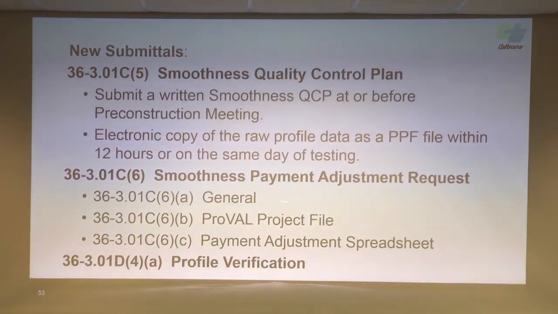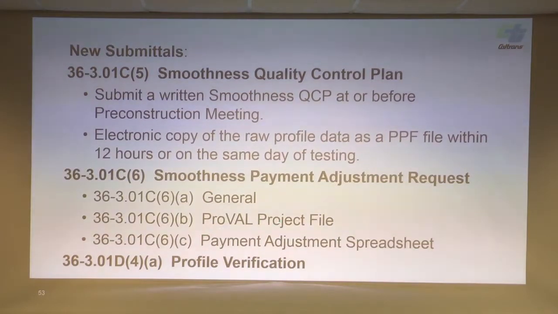Okay, and then the smoothness payment adjustment request. This is new. This is where the contractor's got to do a lot of things to get these profiles to line up. We're making sure he goes through all those steps before he gives us a payment adjustment request. If these profiles don't line up with each other, he's non-compliant. He'll get a withhold until he comes into compliance.